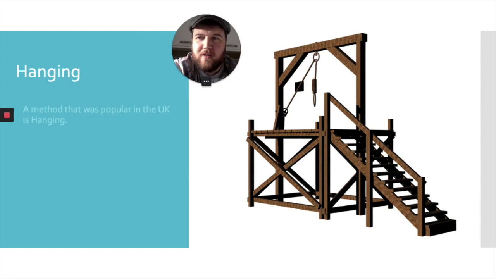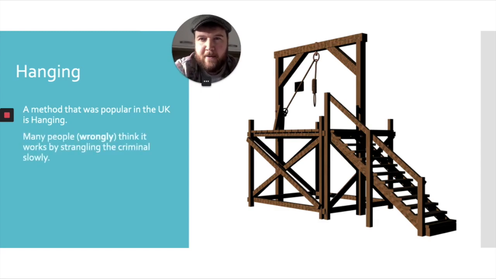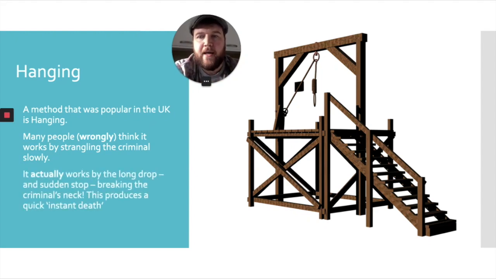Hanging is quite straightforward. I'm sure you've seen it before, maybe in some films. Hanging is a method that was popular in the UK. Many people think of hanging as a criminal being strangled, stopping their breath. But that's not true. As you can see in this structure here, it's quite high up, and there's a little trapdoor below. What happens is there's a long drop and then a sudden stop, and it's very gruesome. Hanging is supposed to kill the criminal by breaking their neck. It'll go down and then it breaks your neck.